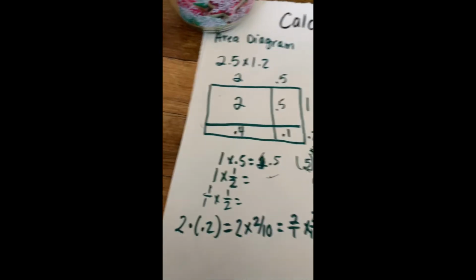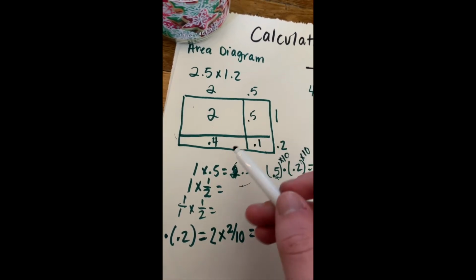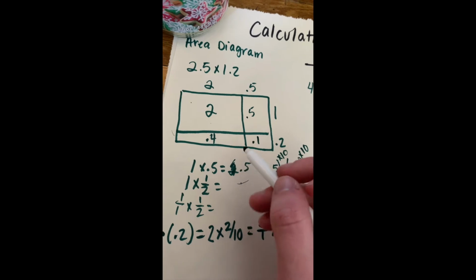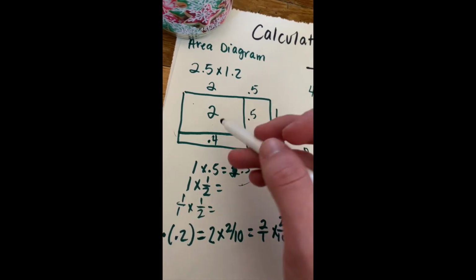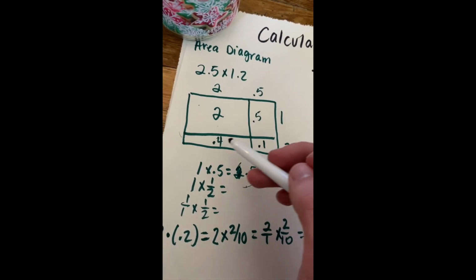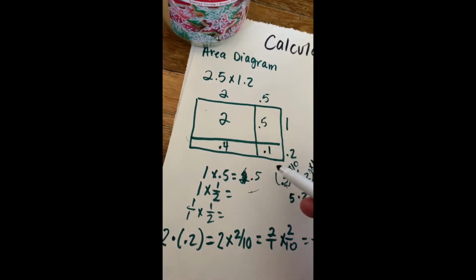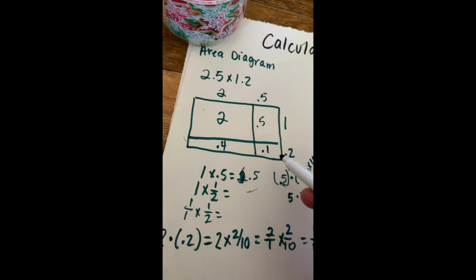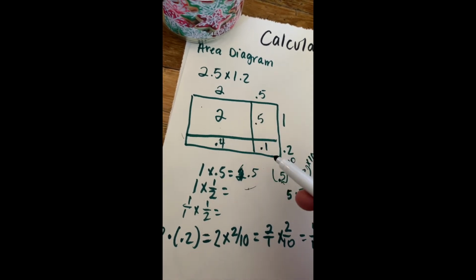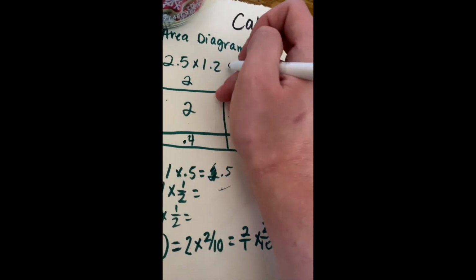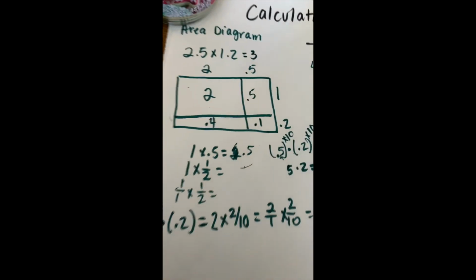So if we were to add all these up together, because as you remember from last video, we add up the areas that we found. So we have 2 plus 0.5, so that's 2.5. 2.5 plus 0.4 is 2.9. And then we have 2.9 plus 0.1. So adding the 1/10 to the 9/10, that gives us another 1, which gives us our answer of 3.